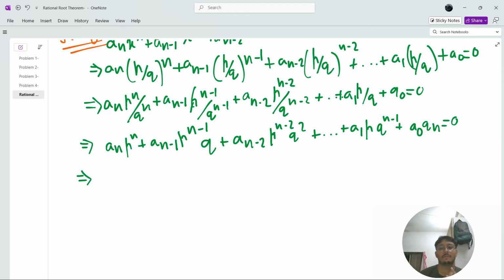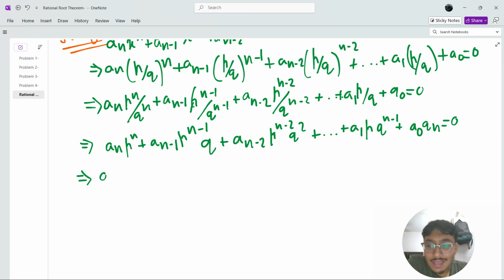a_n p^n plus a_(n-1) p^(n-1) q plus a_(n-2) p^(n-2) q^2 plus dot dot dot plus a_1 p q^(n-1) plus a_0 q^n is equal to 0. Now what am I going to do?